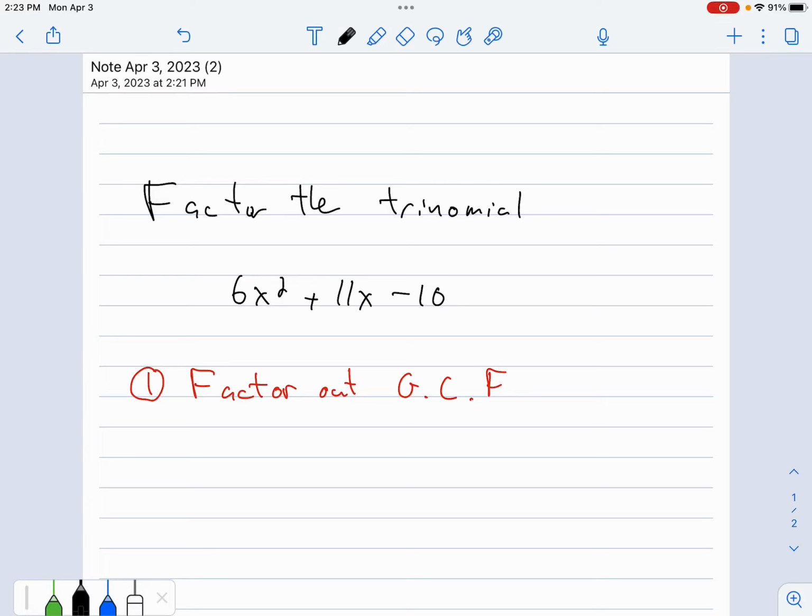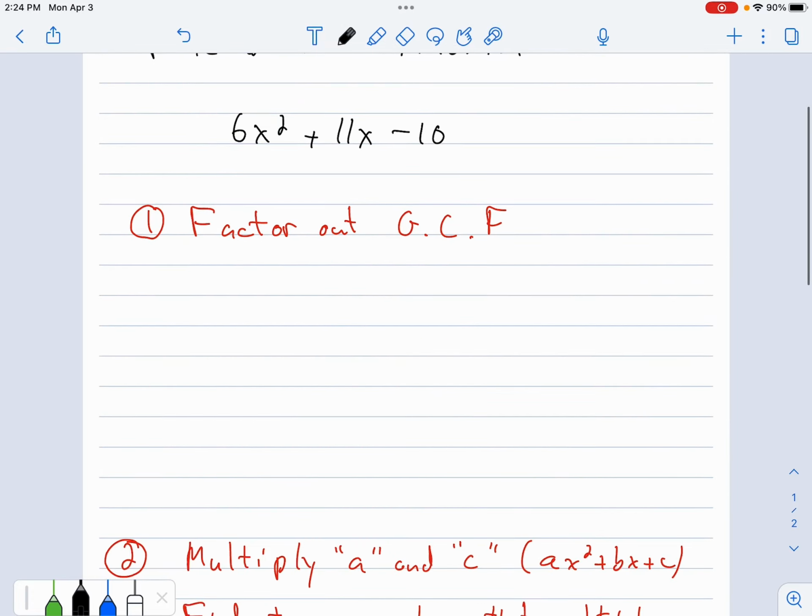Factor the trinomial 6x squared plus 11x minus 10. All right, so the first thing to do with any factoring problem when you're working with polynomials is to factor out the GCF, the greatest common factor. In this case, that would be 1. 1 is the only thing that divides all these terms, 6x squared, 11x, and minus 10. So really, we have nothing to factor out.